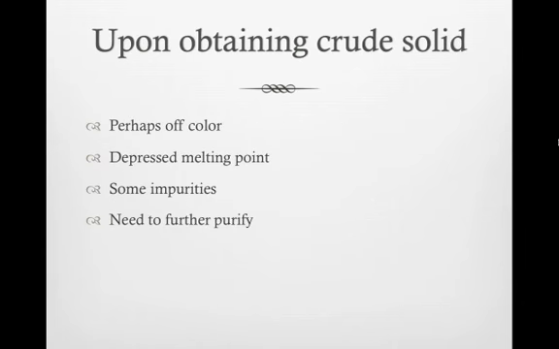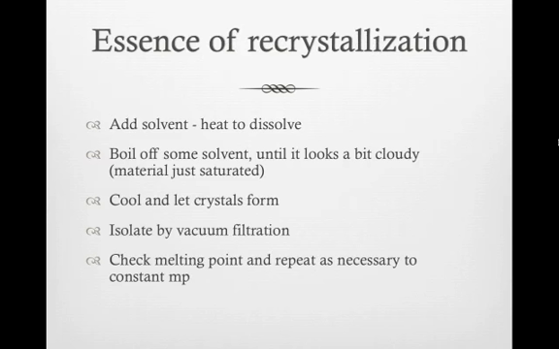Once you obtain that crude crystalline solid, it may be off color. Its melting point may be a little bit low. That's usually a sign that there's some kind of impurity so that you need to further purify it, and recrystallization is a good option. In the essence of recrystallization, what you're going to do is add an appropriate solvent and heat that up so that the solid dissolves.